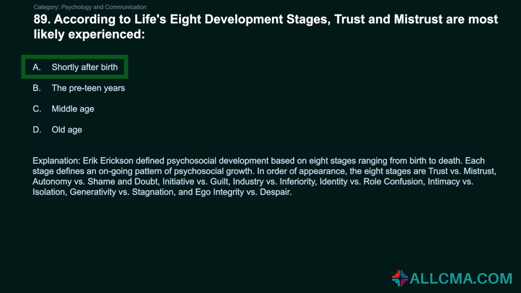Erik Erikson defined psychosocial development based on 8 stages ranging from birth to death. Each stage defines an ongoing pattern of psychosocial growth. In order of appearance, the 8 stages are trust versus mistrust, autonomy versus shame and doubt, initiative versus guilt, industry versus inferiority, identity versus role confusion, intimacy versus isolation, generativity versus stagnation, and ego integrity versus despair.